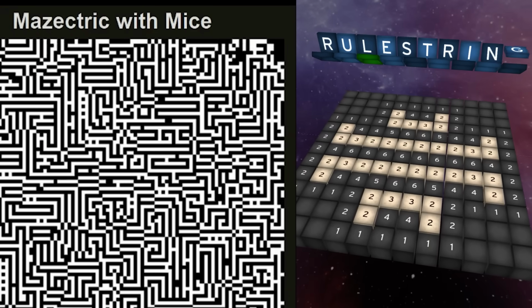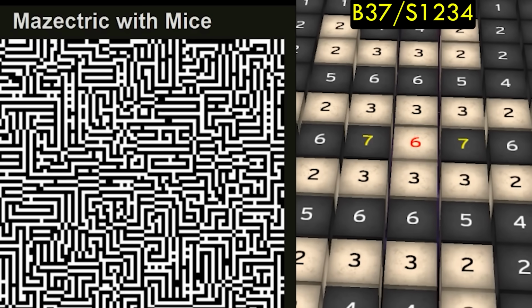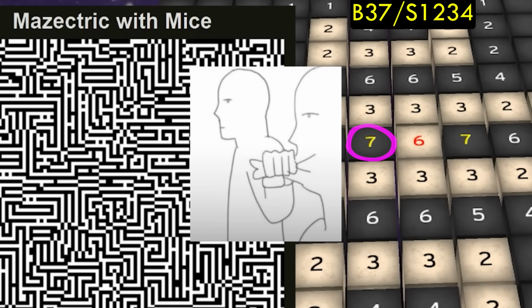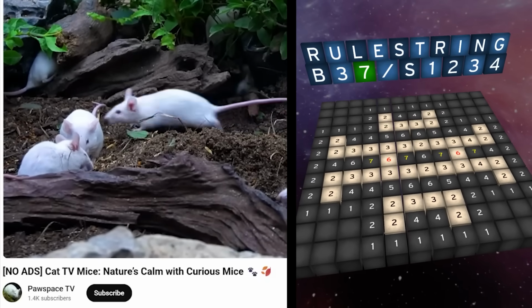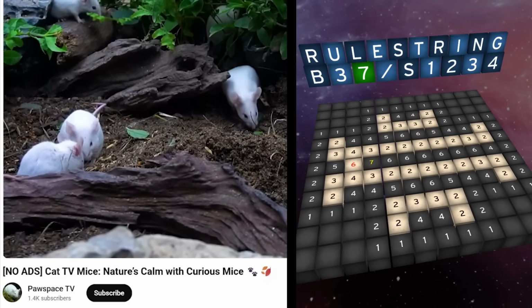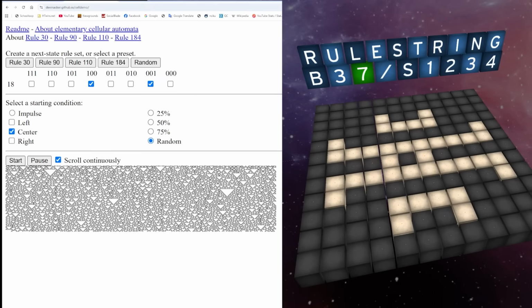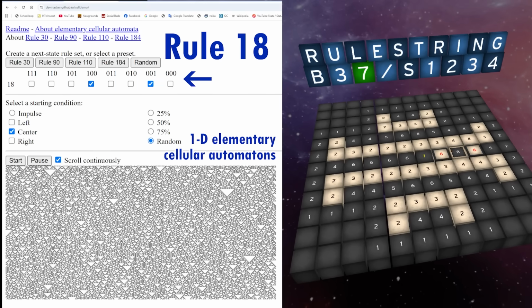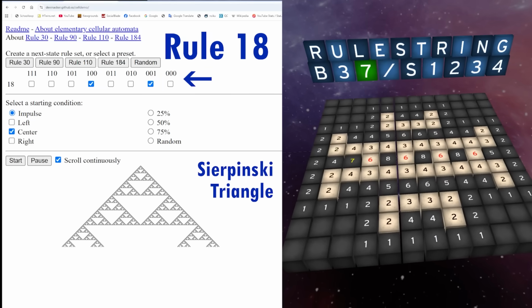Empty cells in long straight corridors typically have 6 living neighbors, but add a mouse to the mix and neighboring empty cells go from 6 to 7 neighbors. So they get born and become the next generation's mouse, making it look like it's crawling around. By the way, the behavior of these mice in an infinite corridor exactly matches Rule 18, one of those 1D elementary cellular automatons. And that's a rule that, when started from just a single cell, creates the Sierpinski triangle.